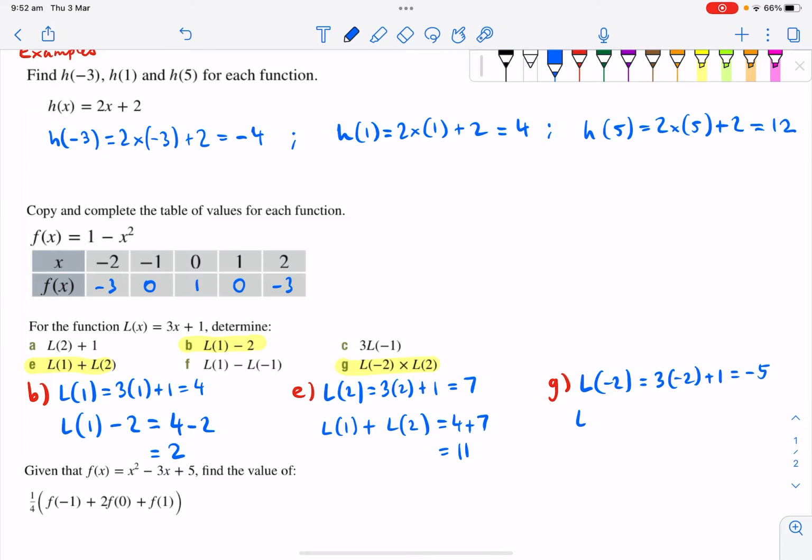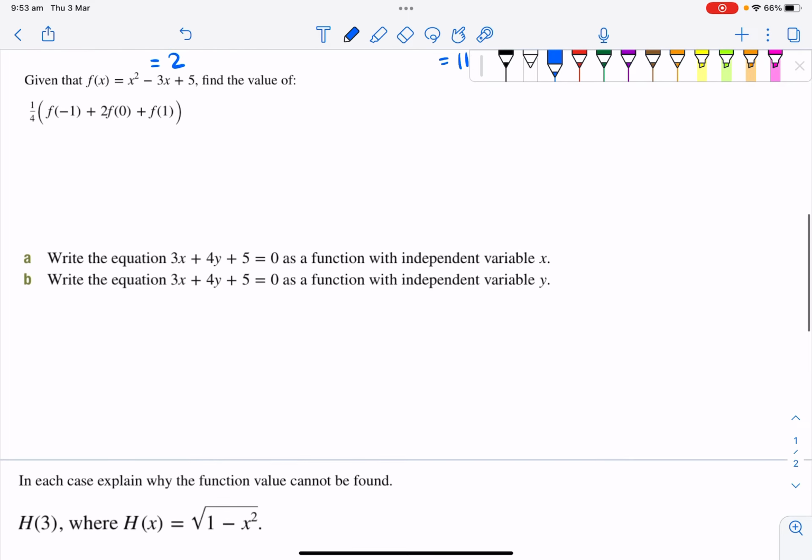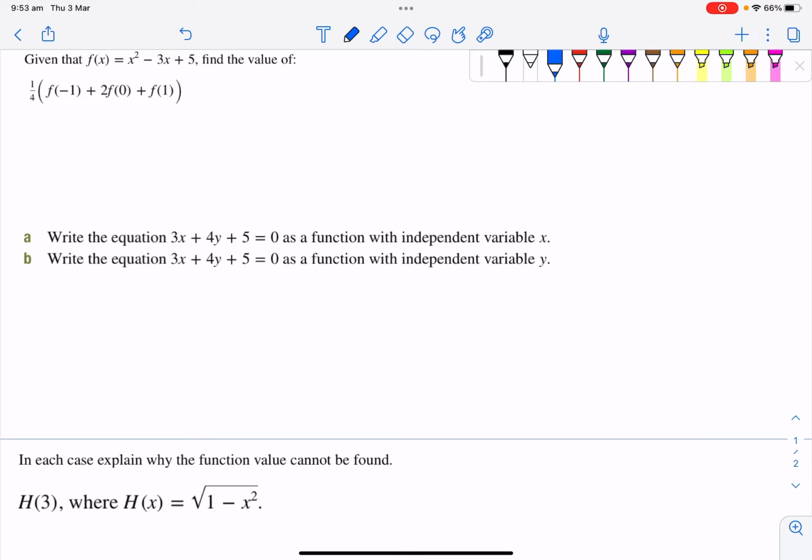And then finally, L negative 2 times L2. So we bring it all together now. We've determined that L negative 2 is negative 5, times L2, which we calculated here, is 7. That would result in the answer negative 35. Okay, moving on to the next one. If you need to revise, or you need a bit more clarification, just slow the video down, pause it, try it yourself, and then move on.